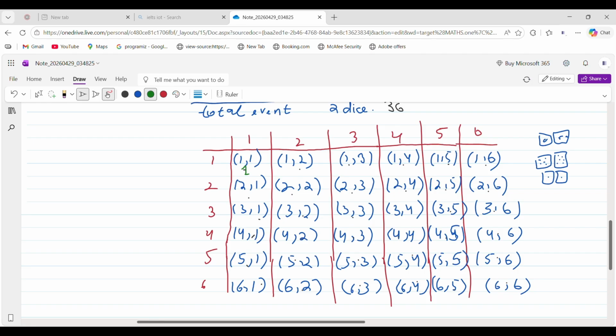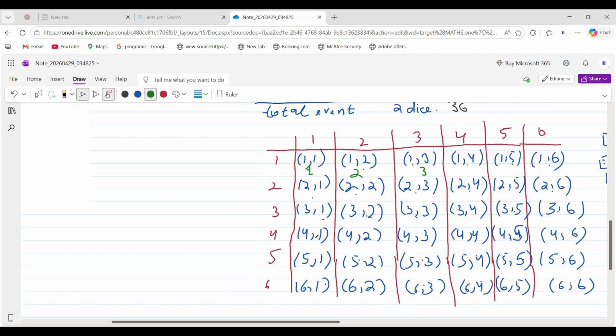So 1 into 1 is 1, 1 into 2 is 2, 1 into 3 is 3, 1 into 4 is 4, 1 into 5 is 5, 1 into 6 is 6. 2 into 1 is 2, 2 into 2 is 4, 2 into 3 is 6, 2 into 4 is 8, 2 into 5 is 10, 2 into 6 is 12. 3 into 1 is 3, 3 into 2 is 6, 3 into 3 is 9, 3 into 4 is 12, 3 into 5 is 15, 3 into 6 is 18. 4 into 1 is 4, 4 into 2 is 8, 4 into 3 is 12, 4 into 4 is 16, 4 into 5 is 20, 4 into 6 is 24. 5 into 1 is 5, 5 into 2 is 10, 5 into 3 is 15, 5 into 4 is 20, 5 into 5 is 25, 5 into 6 is 30. 6 into 1 is 6, 6 into 2 is 12, 6 into 3 is 18, 6 into 4 is 24, 6 into 5 is 30, and 6 into 6 is 36.